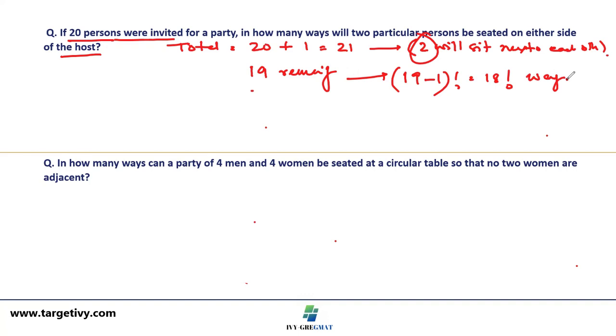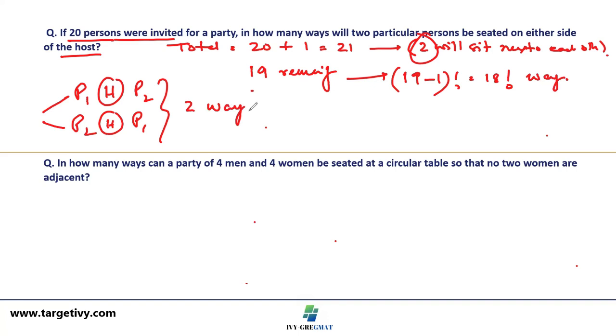Now you have got two people who want to sit beside each other, who can sit in two fashions. The person 1 followed by the host followed by the person 2. The other arrangement can be person 2 followed by the host followed by person 1. So there are two ways. So the total number of ways is 18 factorial multiplied by 2. Fine. So let's go to the next one.